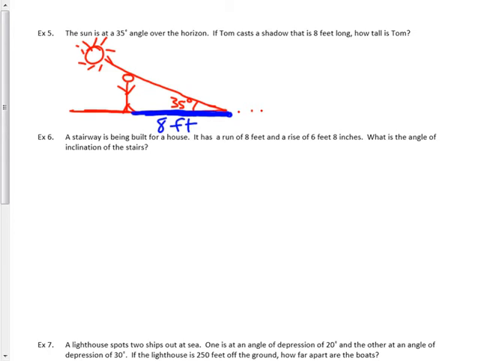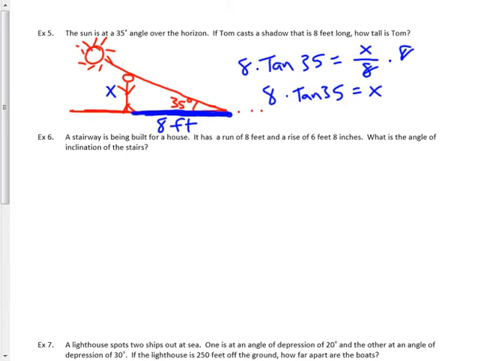And we want to know how tall Tom is. So that's what we want to know, x. How tall is he? And so I've got a nice triangle with a couple of things filled in. I only need to find that opposite side, and I have the adjacent side. So opposite and adjacent reminds me of tangent. So I do tangent of 35 is equal to the opposite over the adjacent, multiplied by 8 on both sides to get rid of the fraction. And I get 8 times tangent of 35 is equal to x.